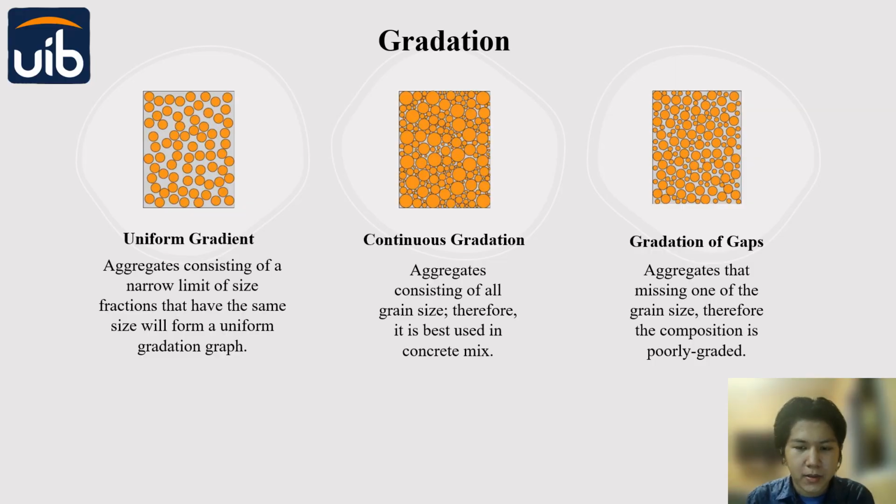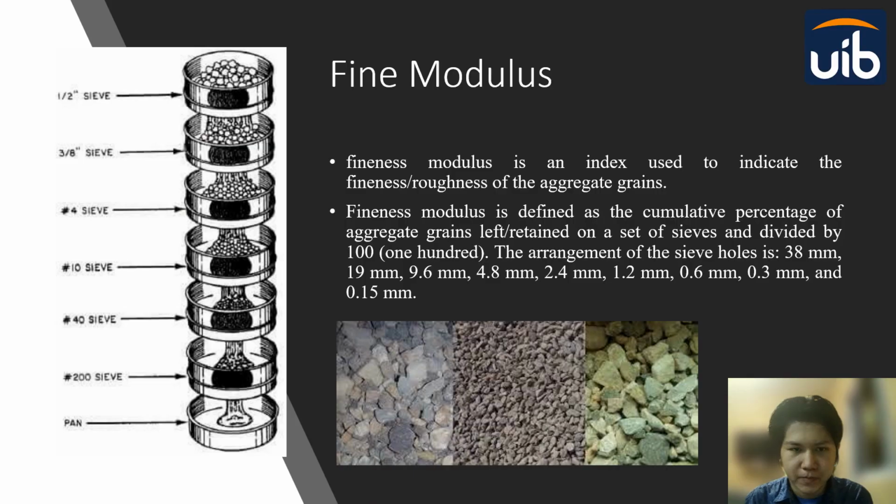Gradation consists of three types. Uniform gradation: aggregates consisting of a narrow limit of size fractions that have the same size will form a uniform gradation curve. The second one is continuous gradation: aggregates consisting of all grain sizes, therefore it is best used in concrete mix. Gap gradation: aggregates that are missing one of the grain sizes, therefore the composition is poorly graded.